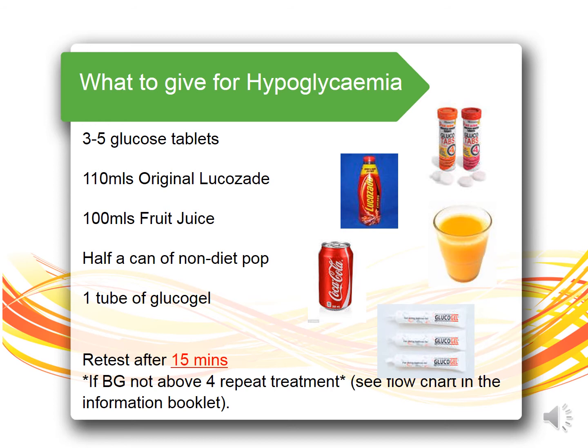Once they have had this fast-acting glucose, they need to wait 15 minutes and retest. It's really important that they wash their hands again, as they might have some sugar on their fingertips. If the blood glucose at this 15-minute mark is not above 4, then this treatment needs to be repeated. You can see a flowchart of this in the information booklet supplied.